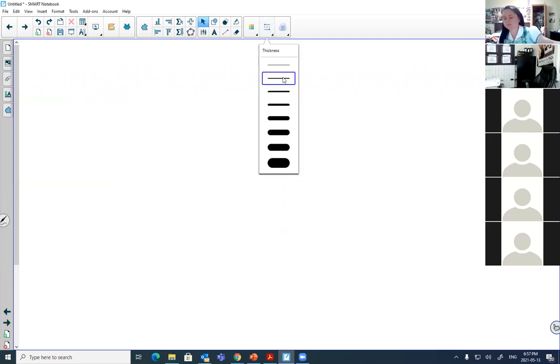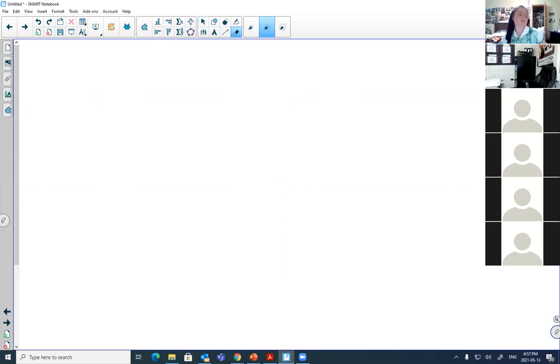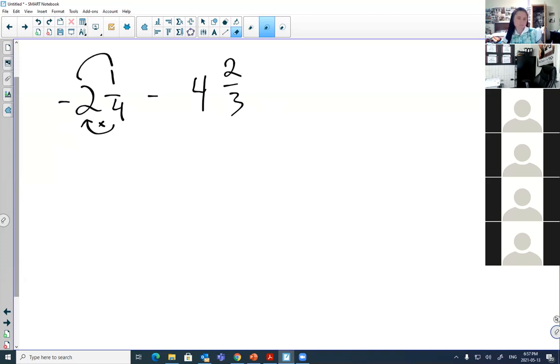Okay, so this one is negative 2 1/4 minus 4 2/3. Let's just convert these first. So 4 times 2, and then plus 1. What do we get? 4 times 2 is 8 plus 1, so we end up with negative 9 over 4. Minus, multiply, add: 3 times 4 is 12, plus 2 is 14 over 3.